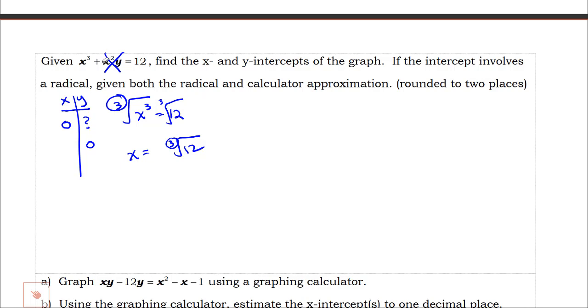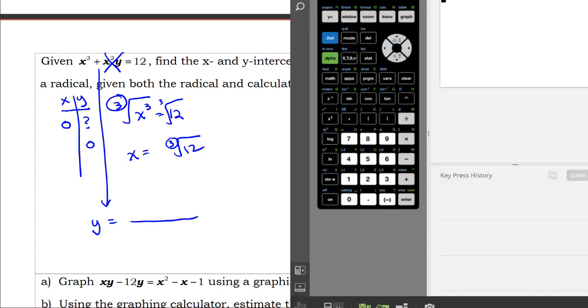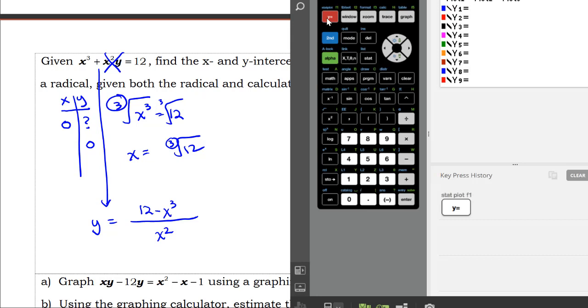Okay. Now, do me a favor and rewrite this equation, y equals. Alrighty, so did you get 12 minus x cubed over x squared? Well done. So let's go over to our calculator and pop that in. So you have y equals, press that.